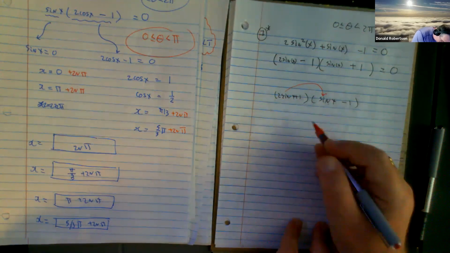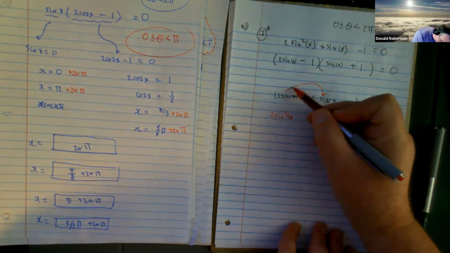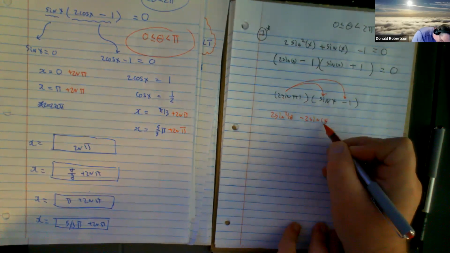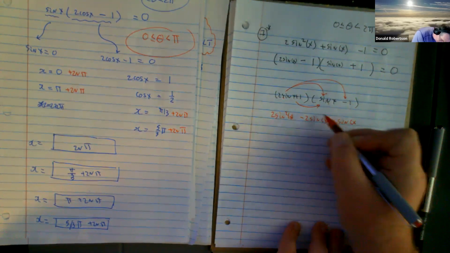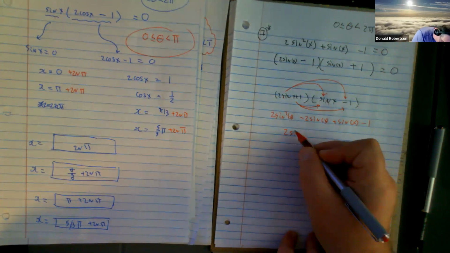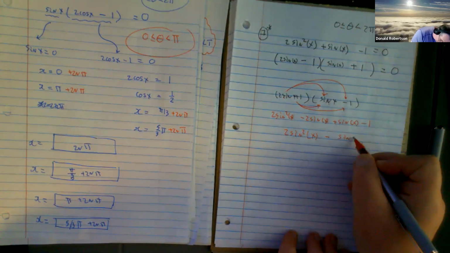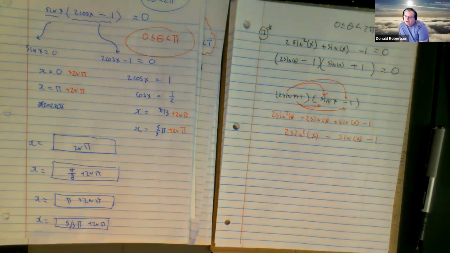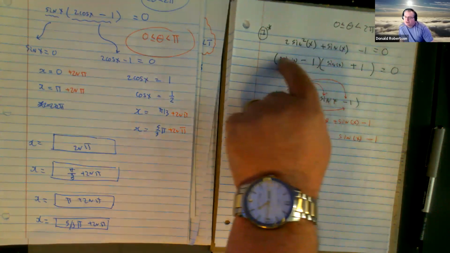2 sine x times sine x gets me 2 sine squared x, that's good. 2 sine x times this one gets me -2 sine x. 1 times that gets me plus sine x. And that times that gets me -1. So I end up with 2 sine squared x minus sine x minus 1. Do you see that one actually didn't work? Can you trust me that if you do this one, it does work?